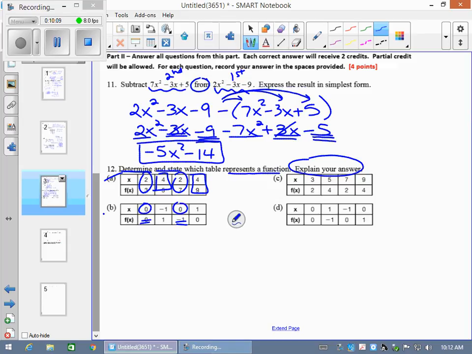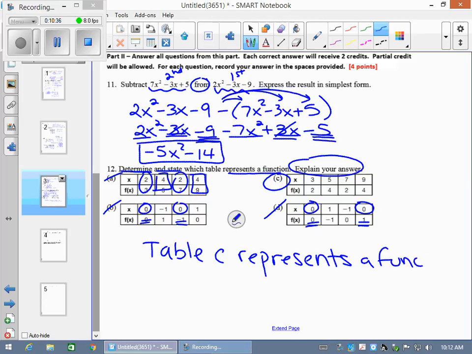Choice C, I have 3 with 2, 5 with 4, 7 with 2, and 9 with 4. So initially I can see that C is a function, and just to see that D is or is not a function, I can see that this x value of 0 is repeating with more than one y. So the first thing I need to do is state that table C represents a function, and then it asks me to explain. So I'm going to say it represents a function because every x value has its own unique y value.